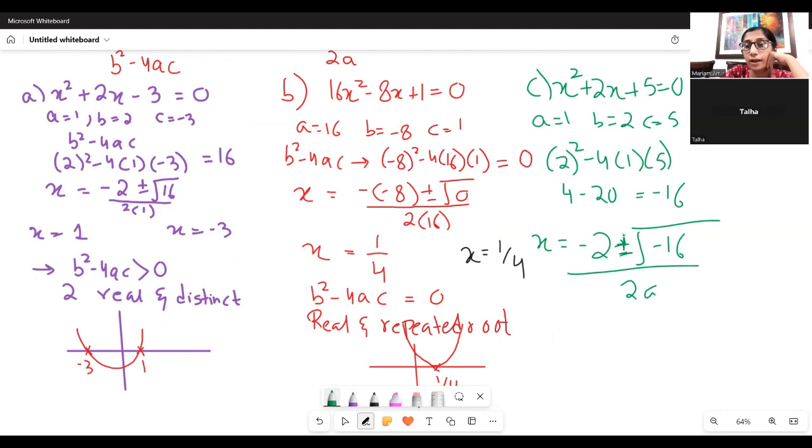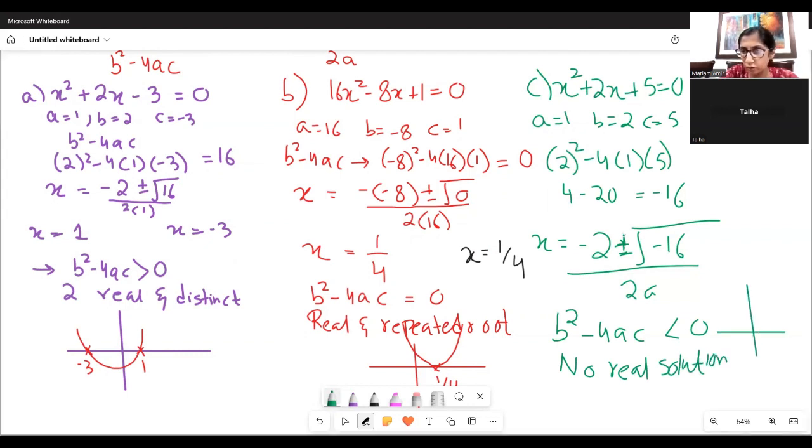So you'll write that when the discriminant is less than 0, b square minus 4ac is less than 0, then we have no solution, no real solution. And graphically, it means that the curve is not going to cut the x-axis. It doesn't touch the x-axis, so there's no solution, no answer.